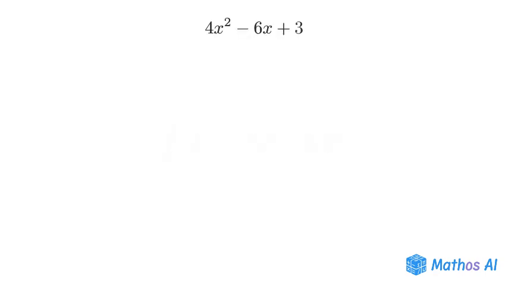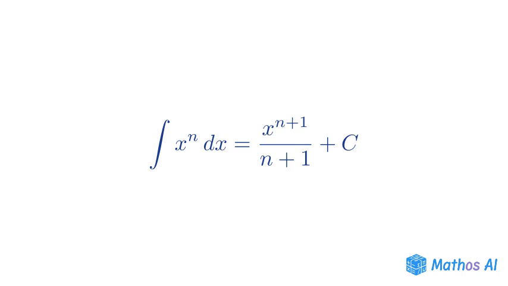The first step is to break down this complex expression into its simpler individual parts. Think of it like disassembling a complex machine into its individual gears. Now, for each part, we use the fundamental rule of integration, the power rule. It's like a universal key that unlocks the integration of any power of x.